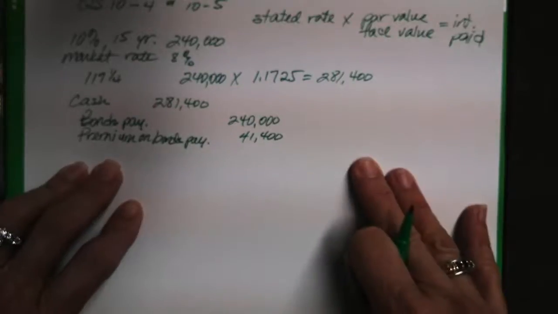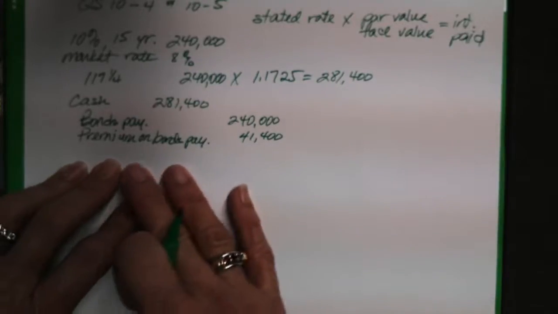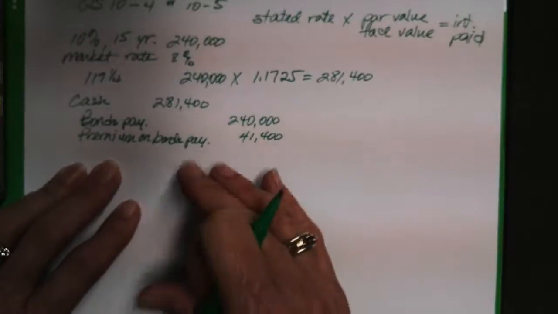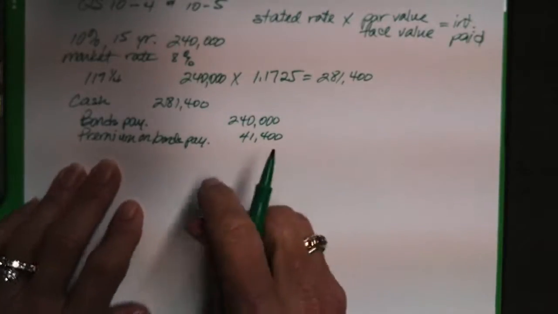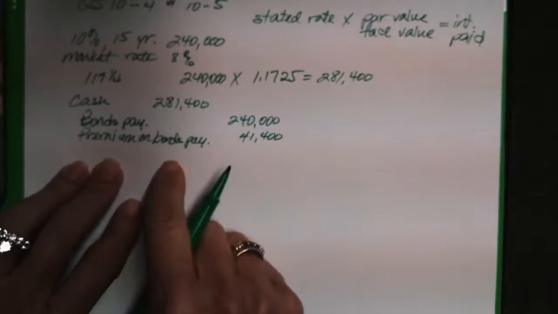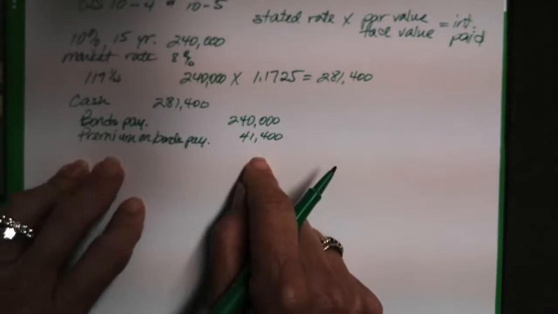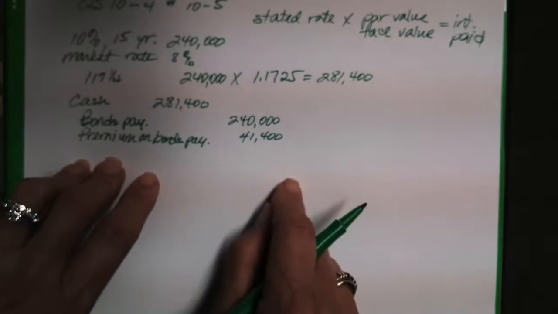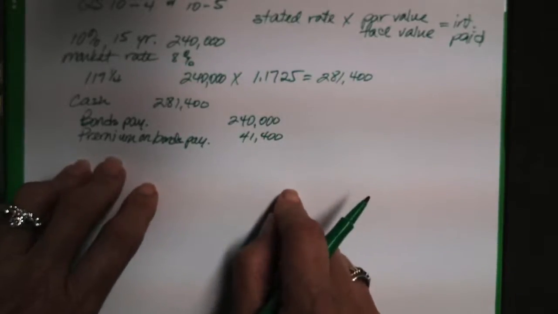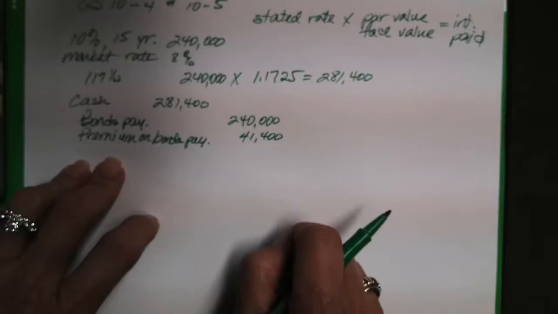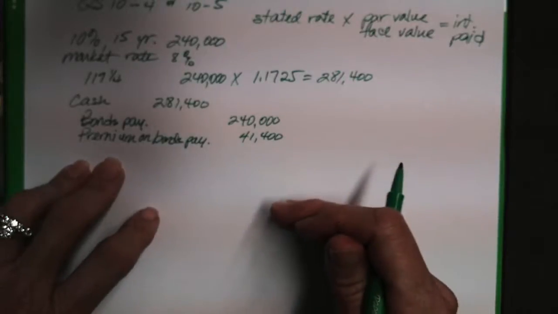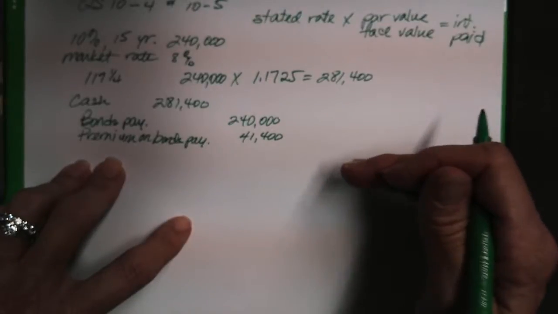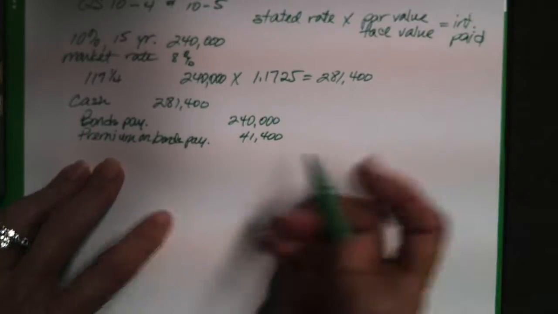We are going to find the present value of the fact that investors are going to get interest from us twice a year for 15 years, and the fact that they are going to get $240,000 back from us in 15 years. What is the present value of getting that money in the future? That's what they would be willing to pay for the bond.